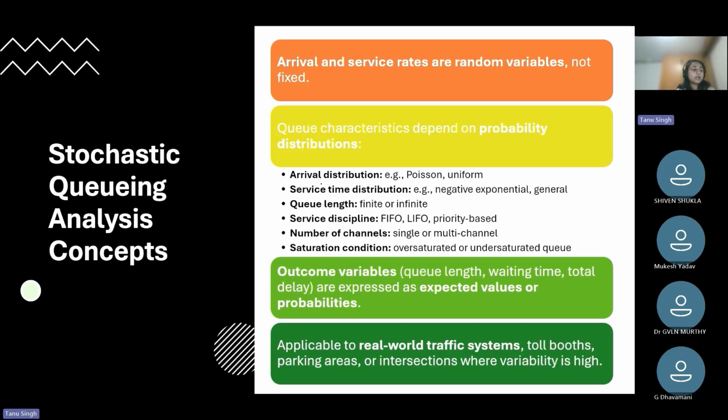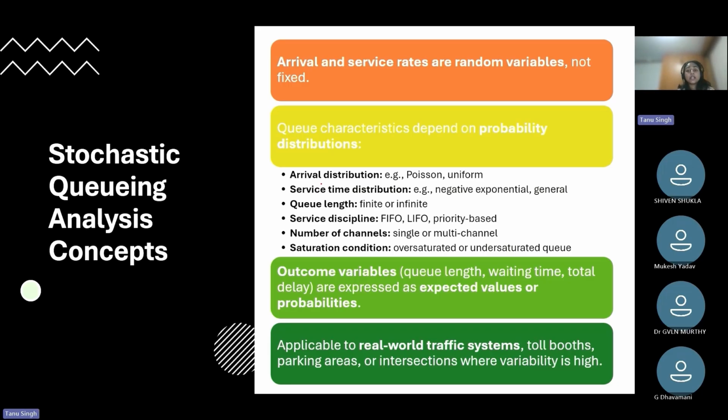Here we also consider factors like queue discipline. Since everything is random, we first fix different things, like the service discipline. It will be first in, first out, or last in, first out, or priority based, or whether the queue length will be finite. So we will fix all the parameters that we can fix or know to do the stochastic queuing analysis. The number of channels, whether there is a single channel or multiple channels. For example, a toll booth is single channel, in terms of a signalized intersection.